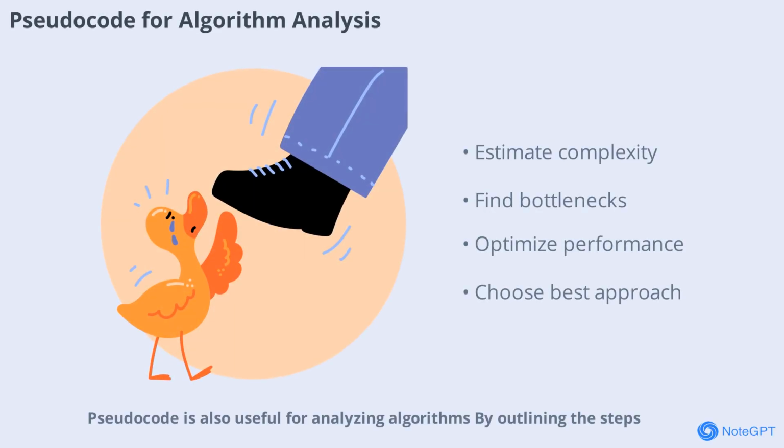Pseudocode is also useful for analyzing algorithms. By outlining the steps, you can estimate time and space complexity, identify bottlenecks, and optimize performance. This helps you choose the best approach for your problem.